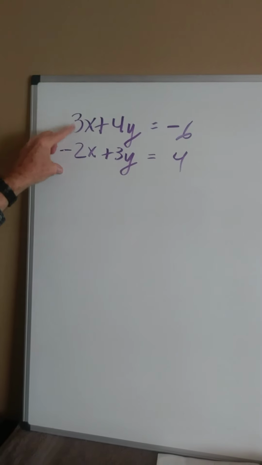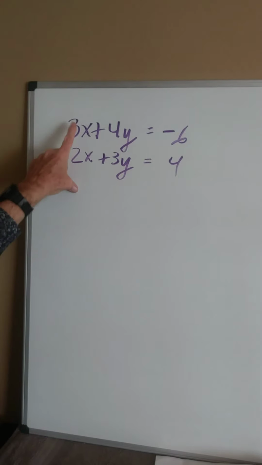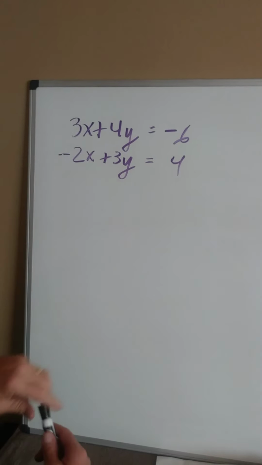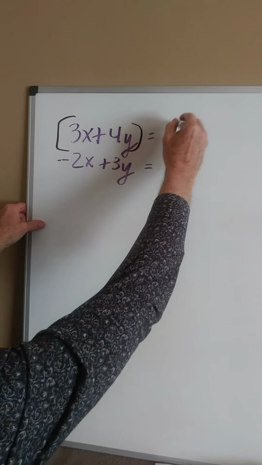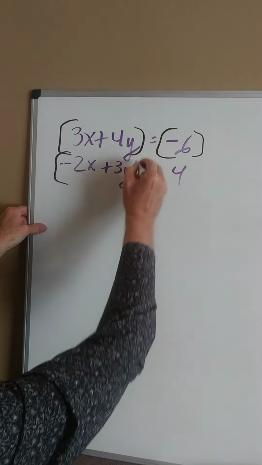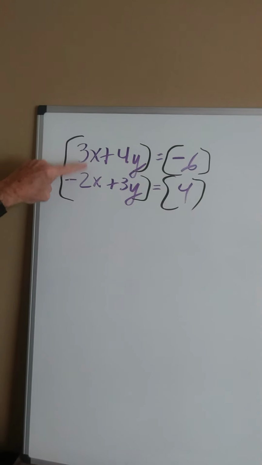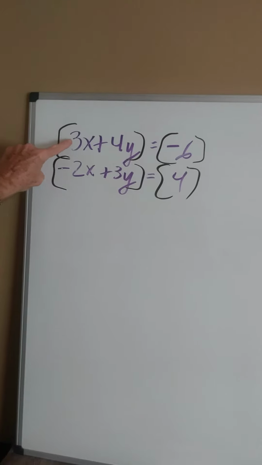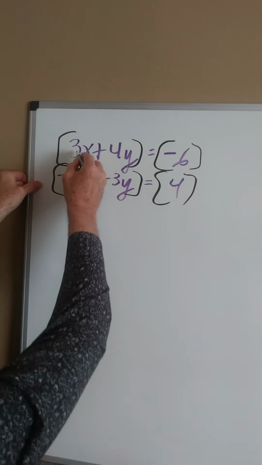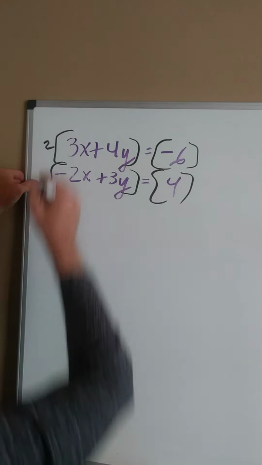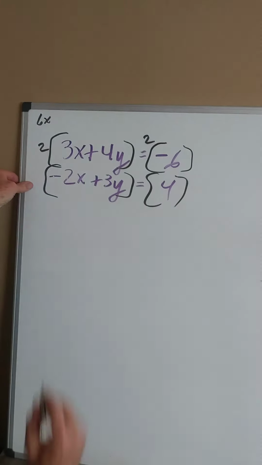LCD would be 6. For the y's, 12. Neither are 12, neither are 6. I'm going to get rid of the x's. They're right in front. LCD, if we're going to get rid of the x's, is 6. I need to make him some kind of a 6. This guy, it's opposite. 3 times 2. That's going to give us 6x. So I'm going to get a 2 right over there.